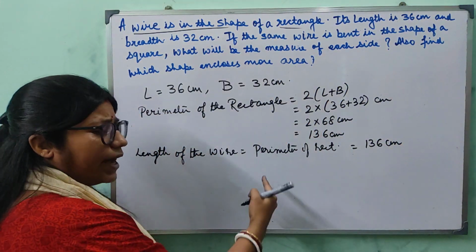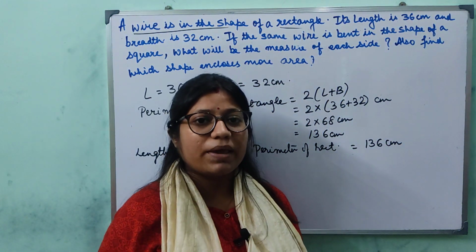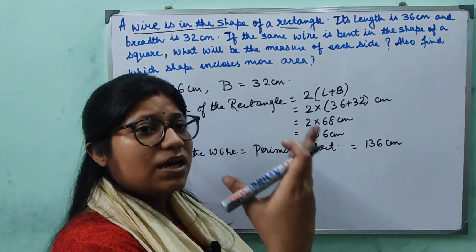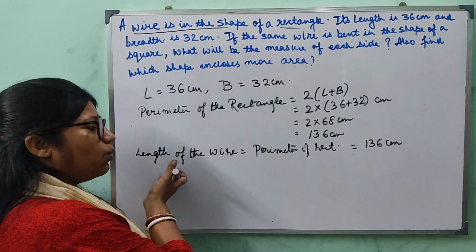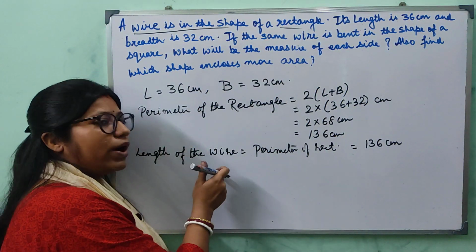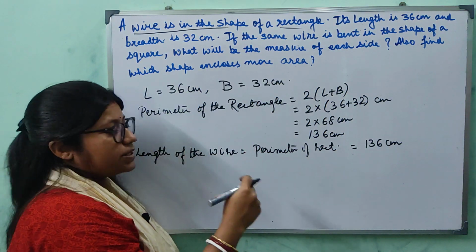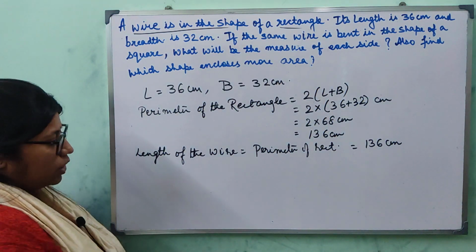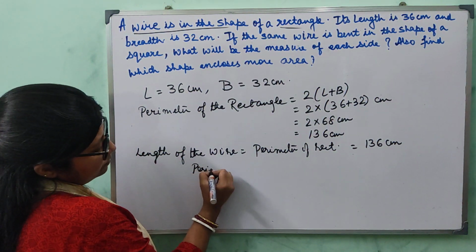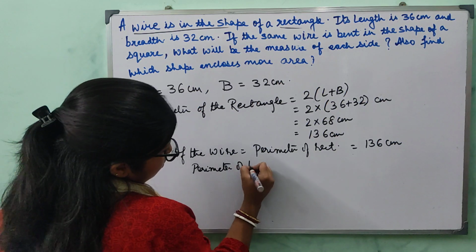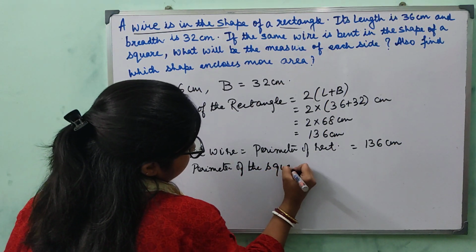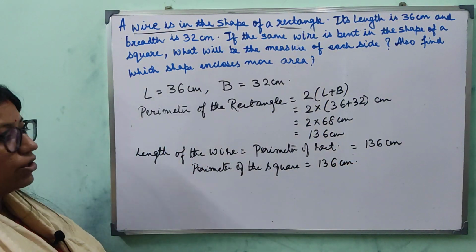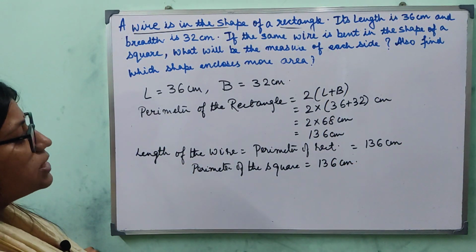Now the same wire was again used to make a square. What remains the same? The perimeter remains the same. Why does the perimeter remain the same? Because the wire is not being changed. The same wire is used. The two different shapes are made with the same wire. So the perimeter of both the shapes is the same. So the perimeter of the square will also be equal to 136 centimeter, because the same wire was used here in this case also.